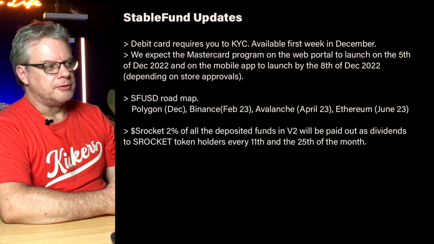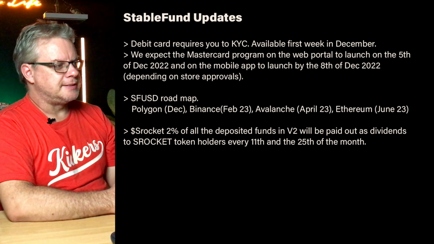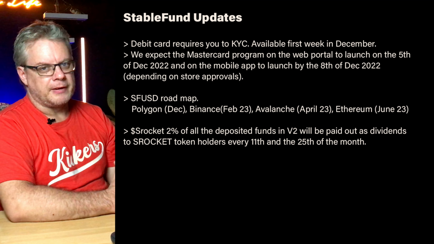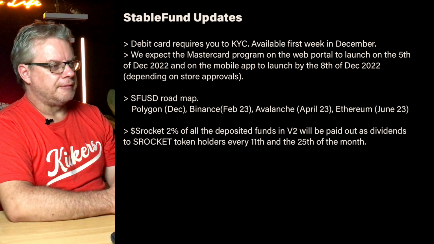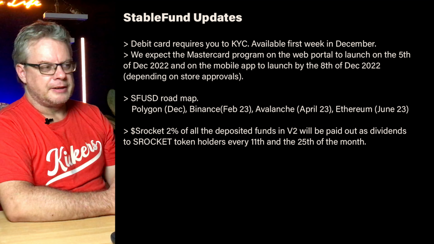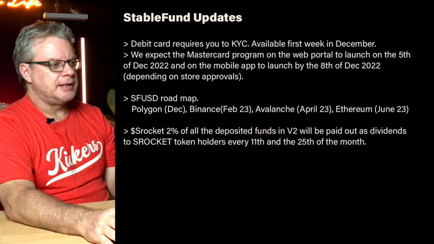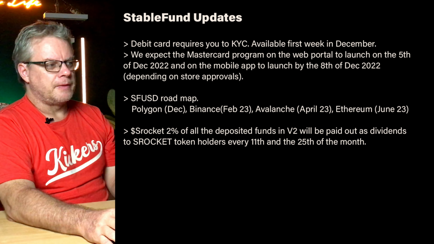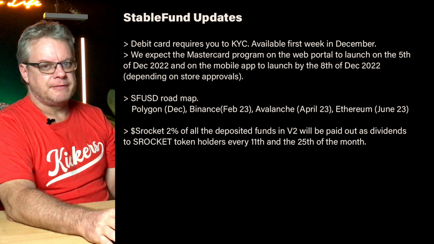Depending on store approvals. The SFUSD roadmap: the stablecoin SFUSD will be launched on Polygon for the launch of the new version 2, and then in February on Binance, in April on Avalanche, and in June on Ethereum. S-Rocket holders will receive 2% of all deposited funds in V2, paid out as dividends to all the holders every 11th and 25th of the month.